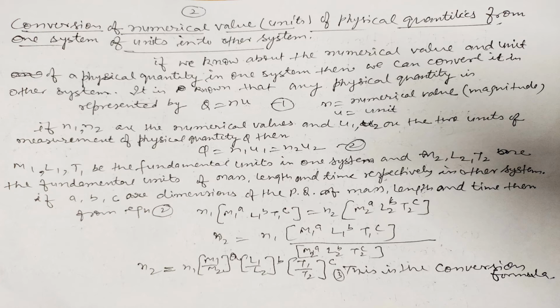If M1, L1 and T1 are the fundamental units in one system, and M2, L2 and T2 are the fundamental units of mass, length and time respectively in the other system, and if a, b and c are the dimensions of mass, length and time in both systems, then we can write the above equation as N1 M1^a L1^b T1^c is equal to N2 M2^a L2^b T2^c.